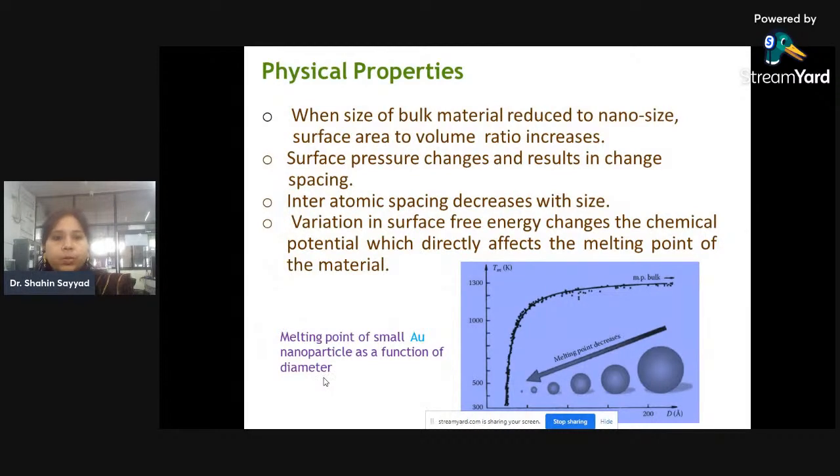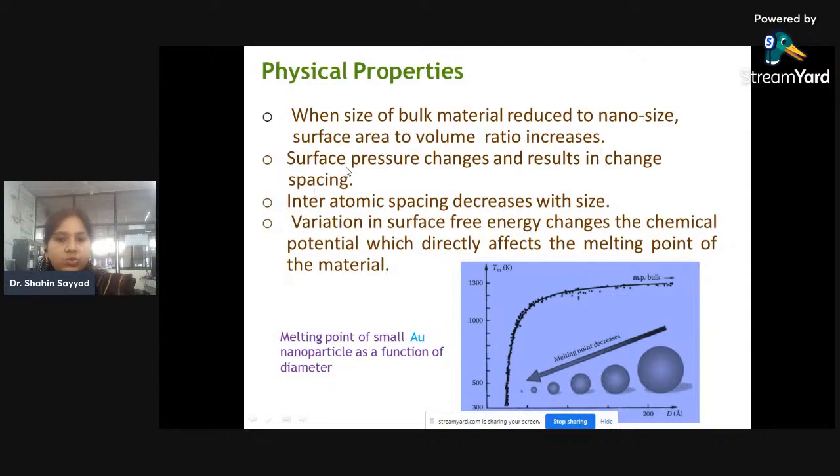Also, the physical properties of the nanomaterial change when the size is reduced from bulk to nano, and these physical properties are totally related to the high surface to volume ratio. A greater number of atoms are present at the surface. They are highly reactive, and because of that there is a change in the spacing.